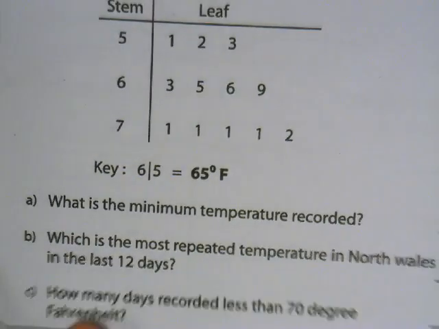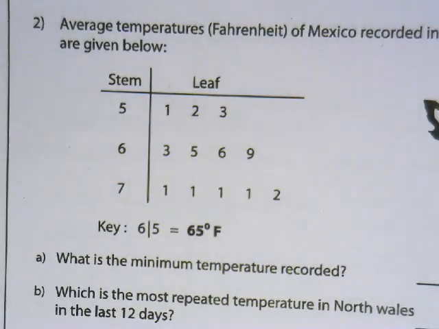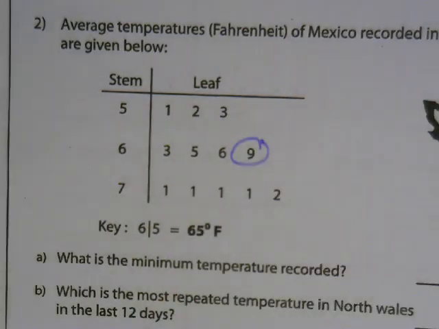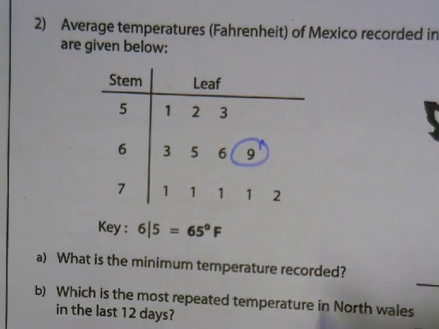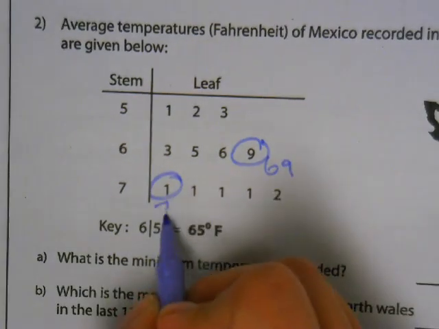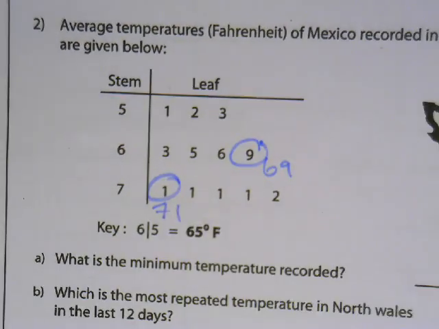All right. Now, number 2. Stem and leaf plot. These are the temperatures from Mexico, in Fahrenheit. What did I just circle? 69. Again, can you read it? This is 69, that's 71.